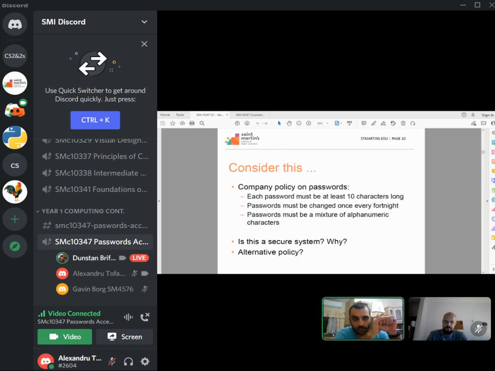Right? So what are we saying here? We're saying that this company insists that the users will change their passwords every 2 weeks. They must be at least 10 characters long, and they have to be a mix of everything they find. They cannot be only small. They have to be a mixture. Now, in your opinion, what do you think? Is this a secure system? Would you do anything different? Is there something that maybe you don't like, you would change? What do you think?